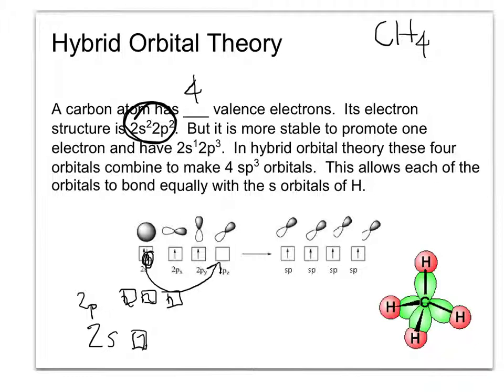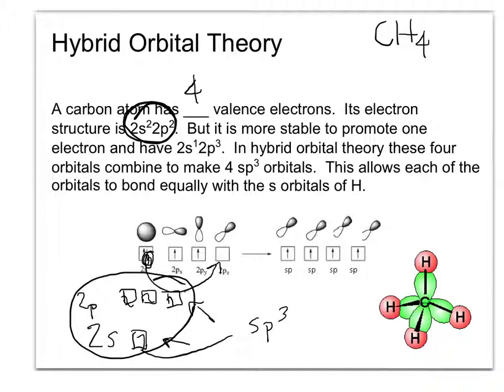Okay. Now, it gets a little weirder than that, though. Not only does it promote an electron, it needs to make sure to really be balanced that all of these orbitals are the same. So instead of distinguishing between 2s and 2p orbitals, it blends them all together into one type of orbital that's called sp3. Okay, sp3 is made from 1 s orbital and 3 p orbitals. Okay, all together, you're going to have 4 sp3 orbitals.